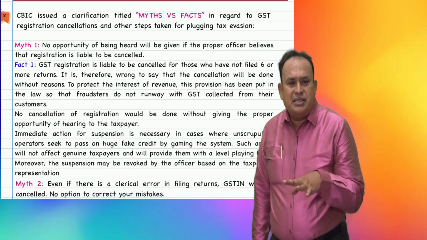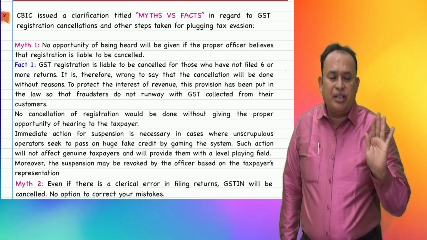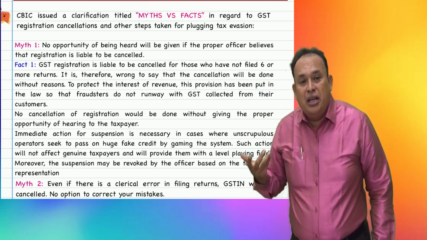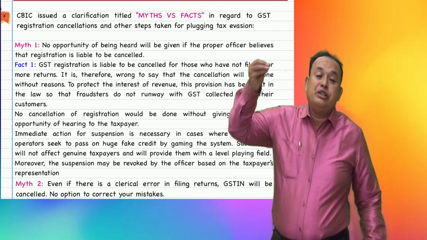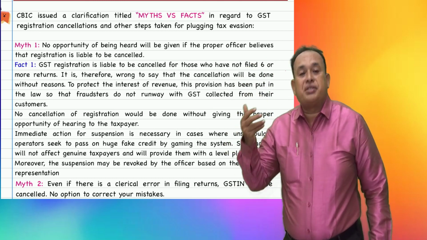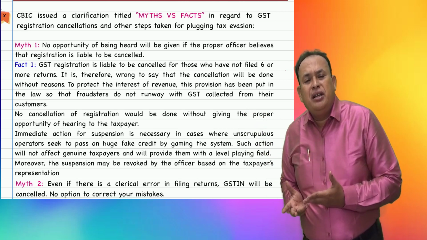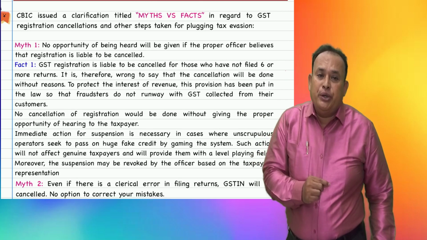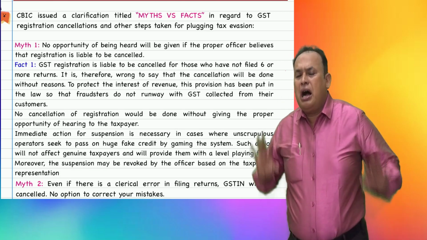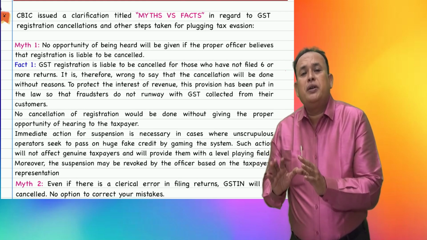This point, myths and facts, is particular information from the CBIC. They said we are not simply going to cancel the registration of a registered person unless we give an opportunity of being heard. When will we cancel the registration without giving an opportunity of being heard? In exceptional cases: huge tax evaders, fraudsters, habitual evaders, and when the department is fed up with the taxpayer. At that time, to protect the interest of the revenue, the department will cancel the registration even without giving an opportunity of being heard. Otherwise, in all other cases, an opportunity of being heard should be provided to the registered person before cancellation of his registration.